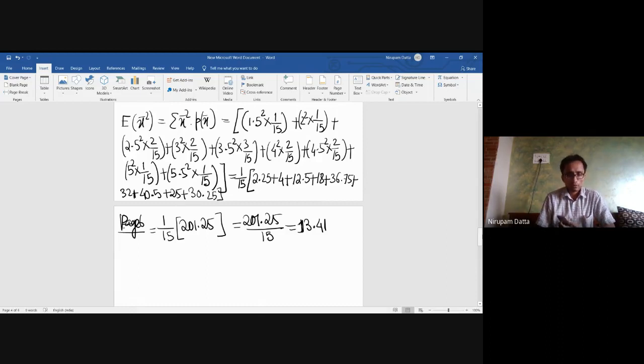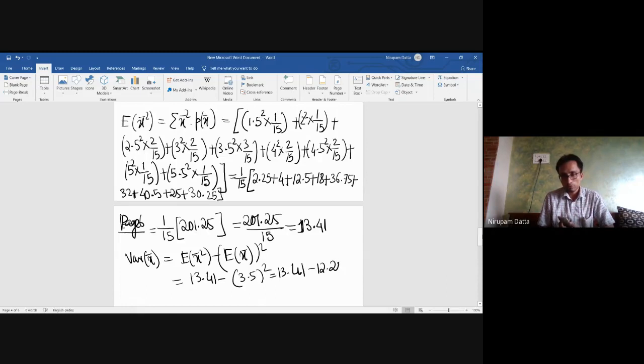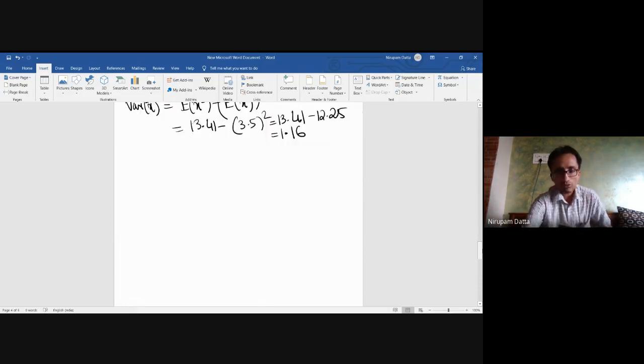Okay. So now you have to find the variance of x bar, which is this. So variance of x bar, we already know this value is 13.41. E of x bar was 3.5, so 3.5 square. So this is 13.41 minus 12.25, which is nothing but 1.16.